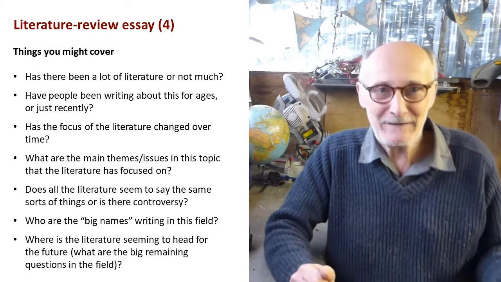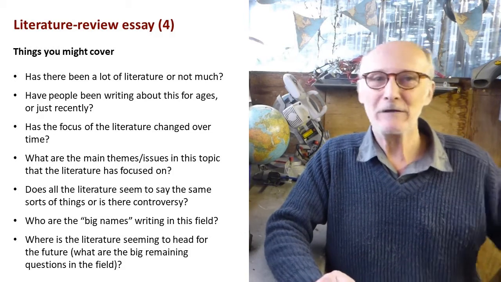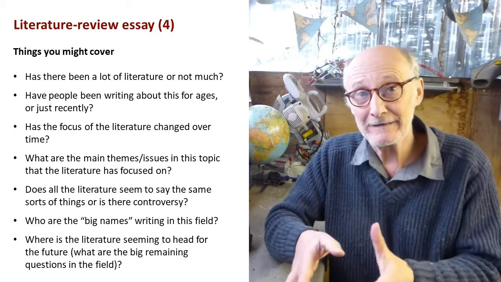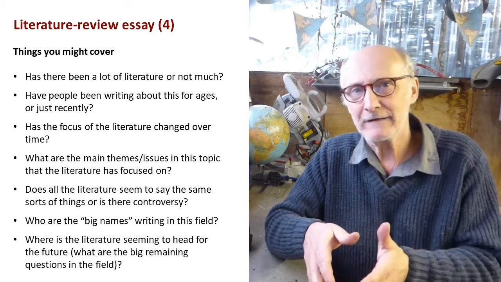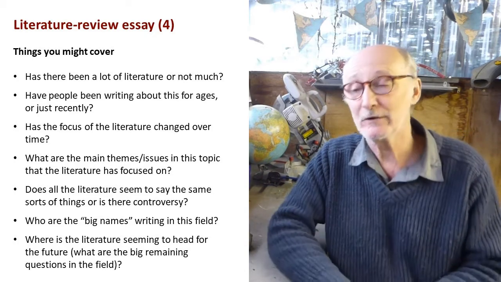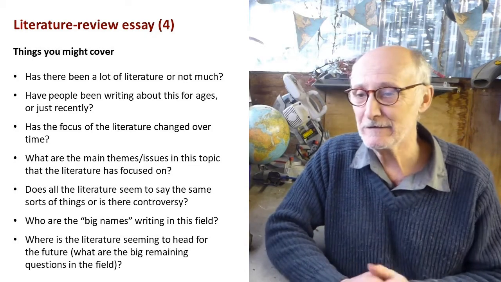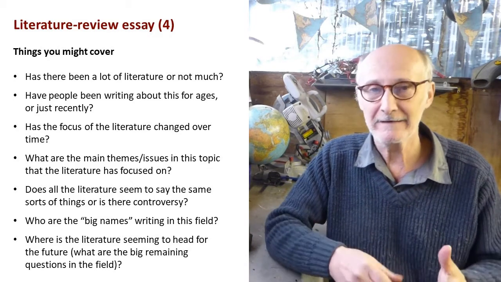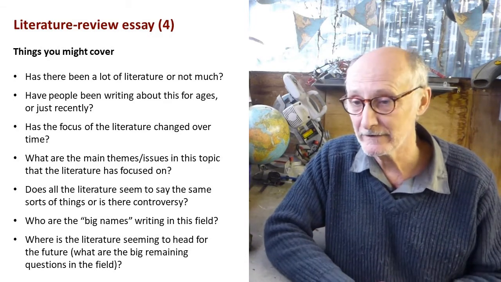Or maybe there hasn't been a lot written on this topic. Or maybe there was a lot written 100 years ago, but no one's writing anything recently. Or there's lots of recent literature on this, but really it only started 5 years ago and no one ever worked on this previously. It's a new topic, it's a new body of literature. And so if you look at this list that you can see on the screen here, there's a bunch of questions there that you could take as starting points for things to talk about in your literature review.